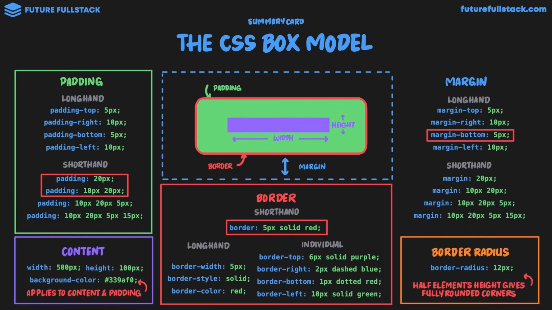The first is setting a single value, which adds the same value of margin on all 4 sides of our element. The second option is using 2 values, where the first value, 10 pixels, is margin top and bottom, and the second value, 20 pixels, is margin left and right. The third option is using 3 values, where the first value, 10 pixels, is margin top, the second value, 20 pixels, is margin left and right, and the third value, 5 pixels, is margin bottom. And the final option is using 4 values, which sets the margin on each side, starting at the top, moving right, bottom, and left. And we discussed the most common use of the shorthand margin property is the first 2.